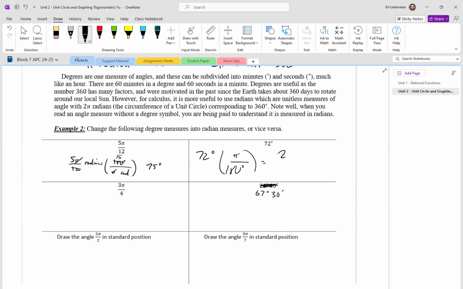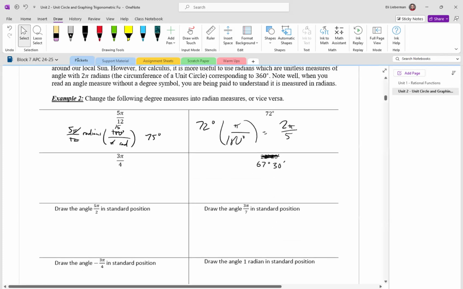2 pi over 5. 2 pi fifths? Or 2/5 pi? Right, radians? You may, but it's a little redundant because without it, it already means radians. Not redundant, it's superfluous, it's unnecessary.